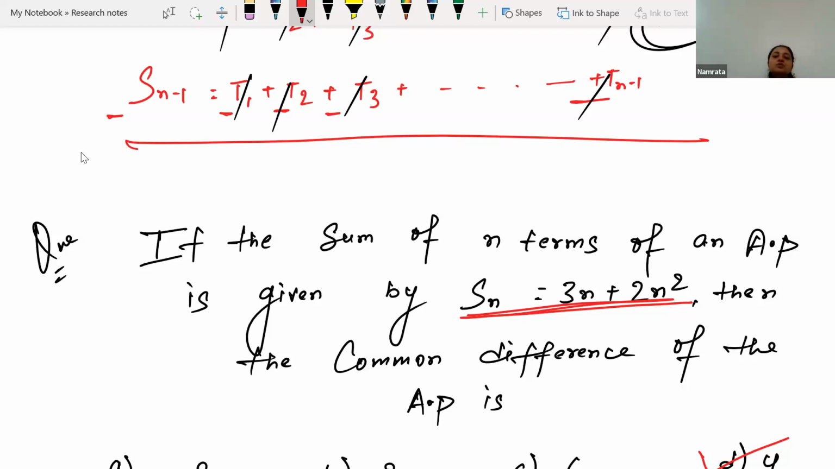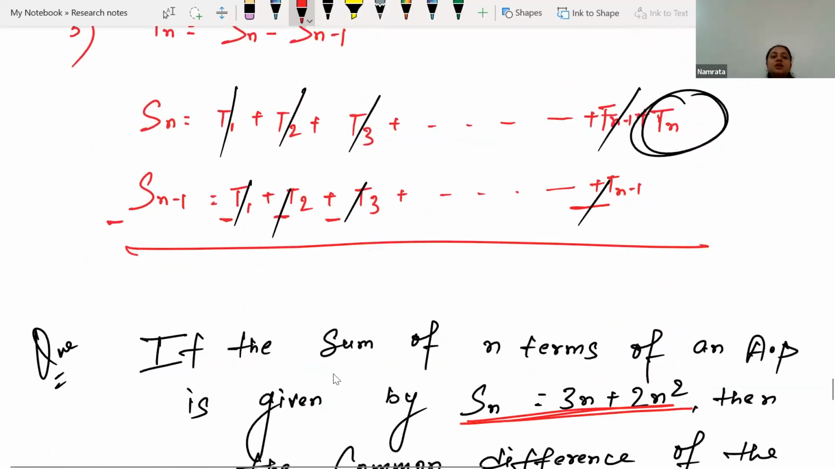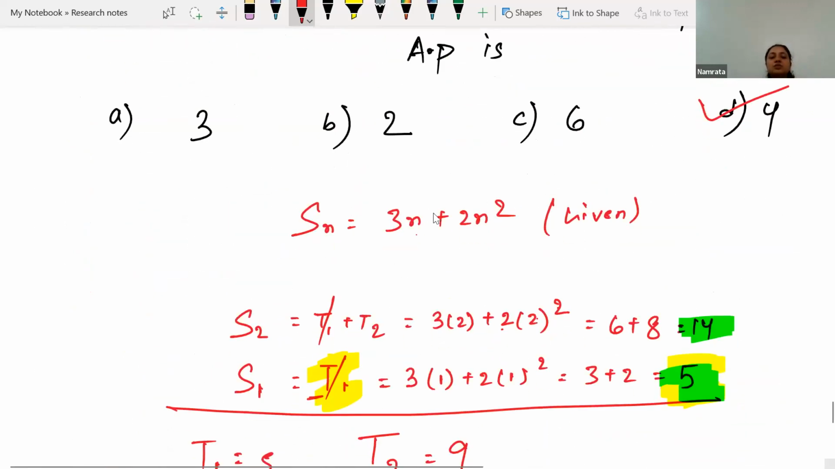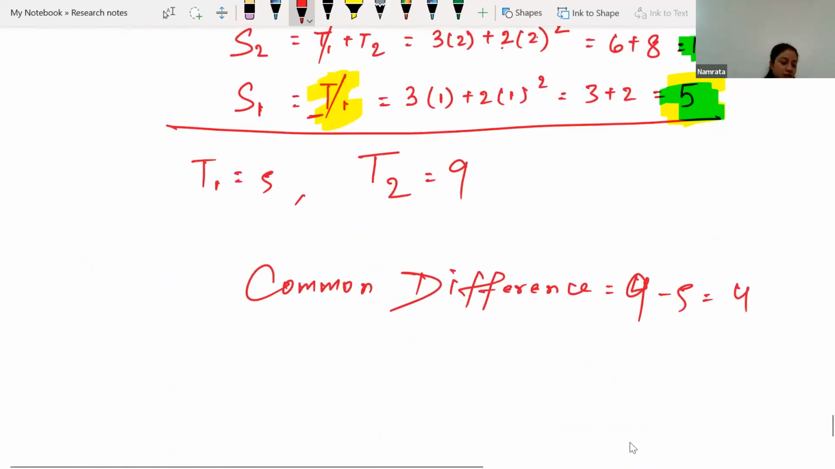So this is how we are using this concept. Sn minus Sn-1 is giving us Tn. So this concept, without directly jumping to the formula, we are doing the process. We are understanding the process and we are doing it. Okay.